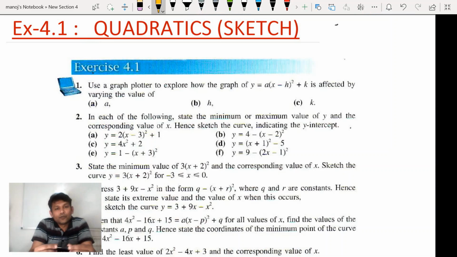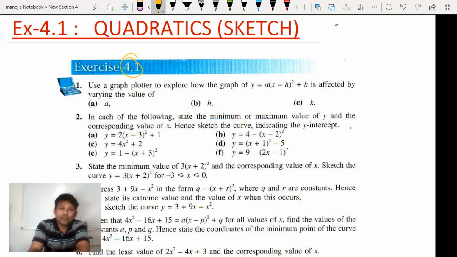To sketch quadratic functions, I think this is a very good example. We have this book, Additional Maths, O-Levels 4037, exercise 4.1. Not doing question number 1, I want to move to question number 2, how we can draw, how we can sketch.